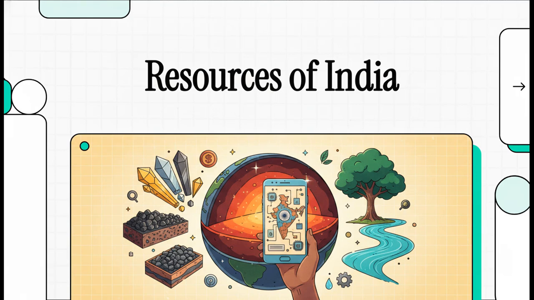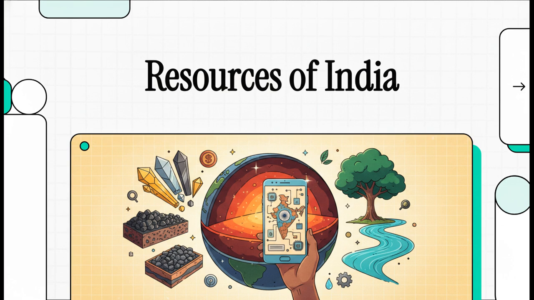Imagine करो, आप अभी अपना स्मार्टफोन हाथ में पकड़े हो. Have you ever wondered what it's actually made of? The metals inside it, the glass screen, the plastic casing, all of these things ultimately come from our earth. आज हम exactly यही समझने वाले हैं. We are going to decode the resources of India. I promise you, by the end of this explainer, you won't look at a simple stone or a drop of water the same way again.